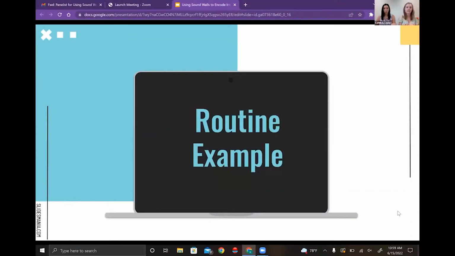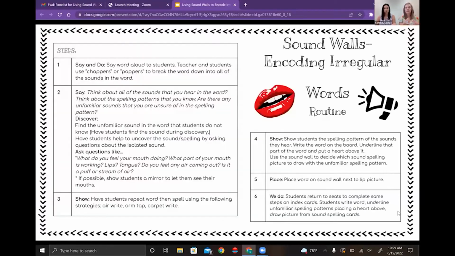So next, you're going to see an example routine, and it is just a step-by-step process of how I use my sound spelling cards and my irregular words and my sound wall all in one particular place to help encode those irregular words. It helps to build student understanding, and it helps with writing and spelling, helping students become better writers and spellers.